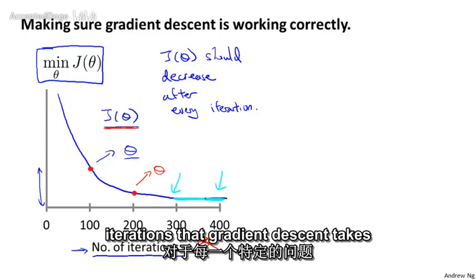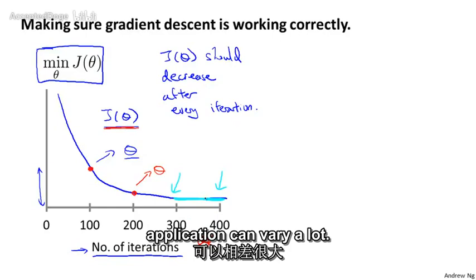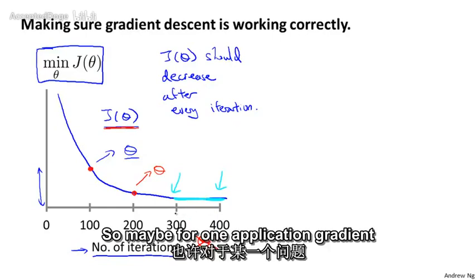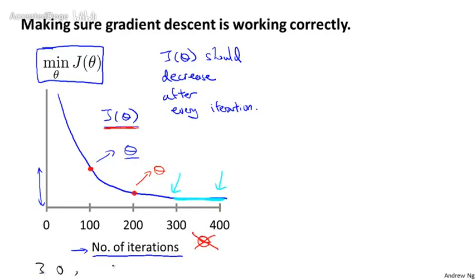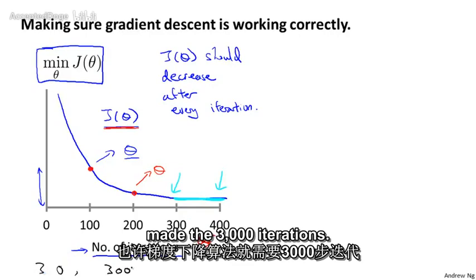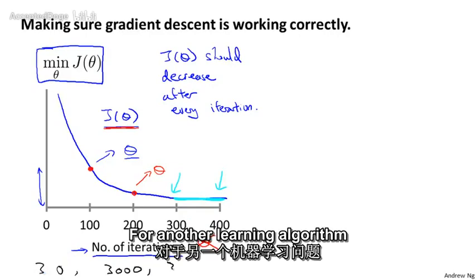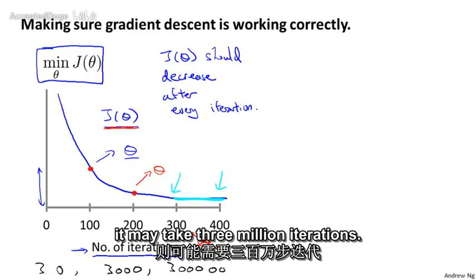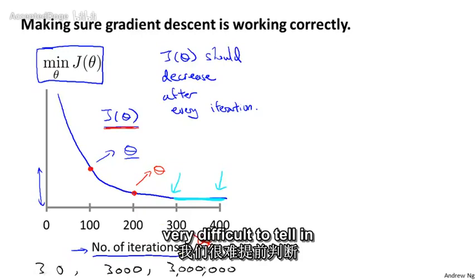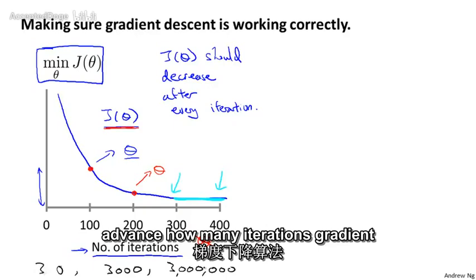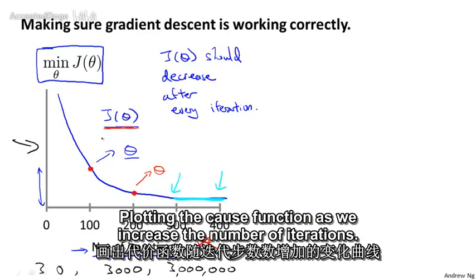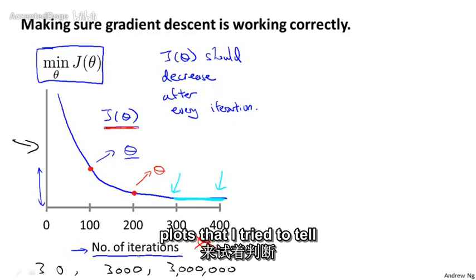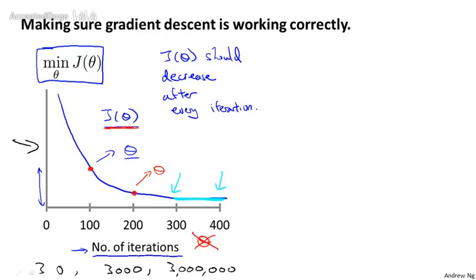By the way, the number of iterations that gradient descent takes to converge for a particular application can vary a lot. So maybe for one application, gradient descent may converge after just 30 iterations. For a different application, gradient descent may take 3,000 iterations. For another learning algorithm, it may take 3 million iterations. It turns out to be very difficult to tell in advance how many iterations gradient descent needs to converge, and it is usually by plotting this sort of plot, plotting the cost function as we increase the number of iterations, that I try to tell if gradient descent has converged.